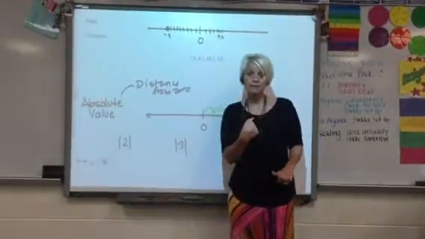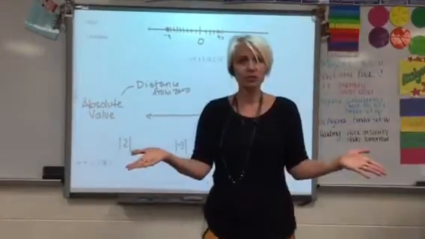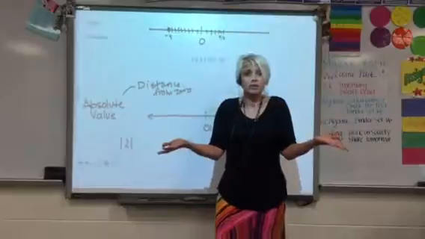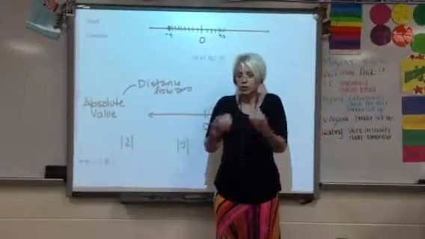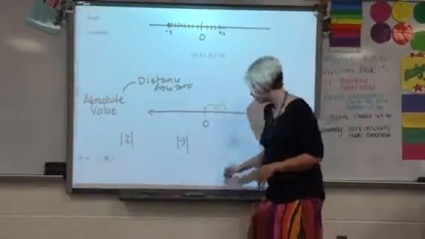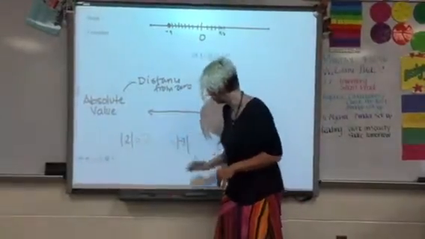Watch. You ask me to take 2 steps. I take 2 steps towards you. Now you tell me to take 2 steps. I take 2 steps back. Direction doesn't matter. You just tell me how far to walk. 2 steps away from 0, so the absolute value of 2 is 2.